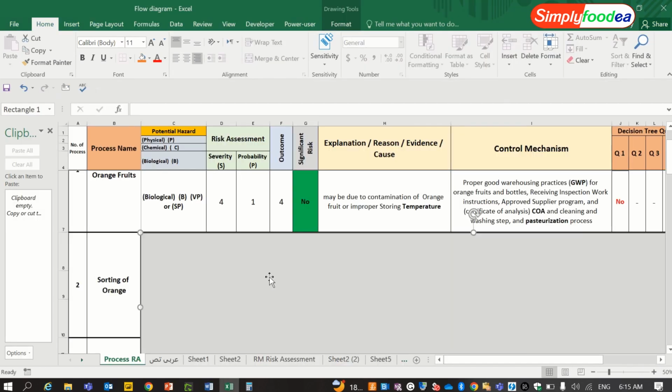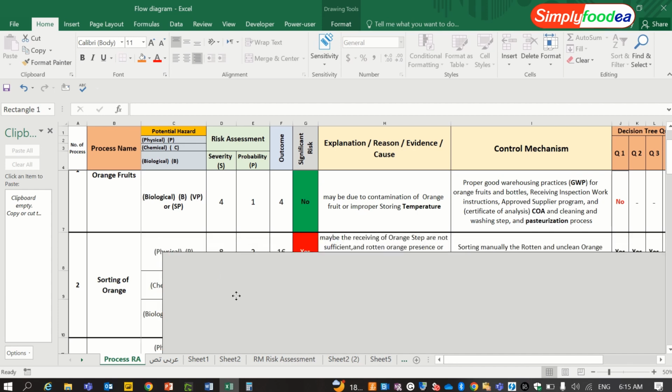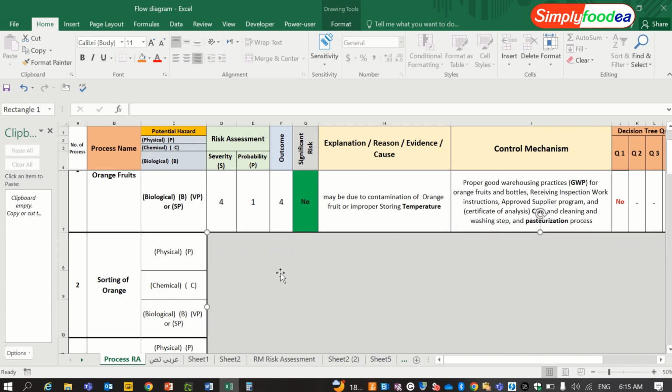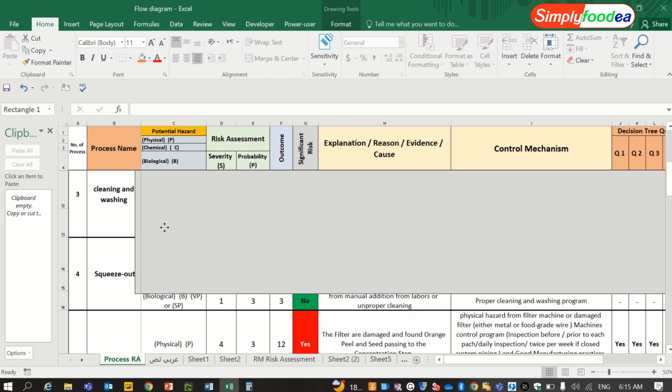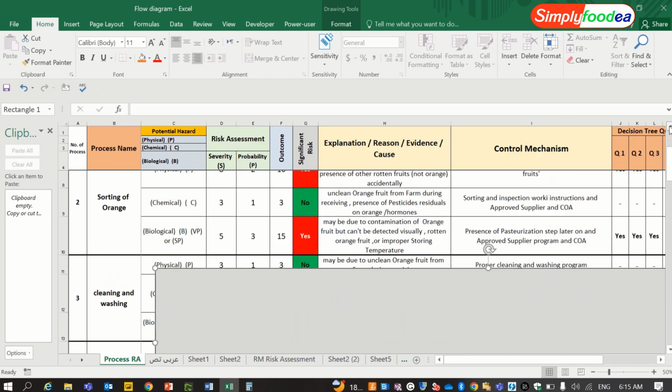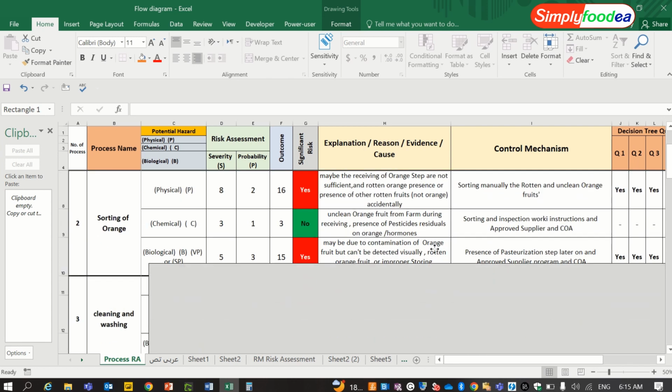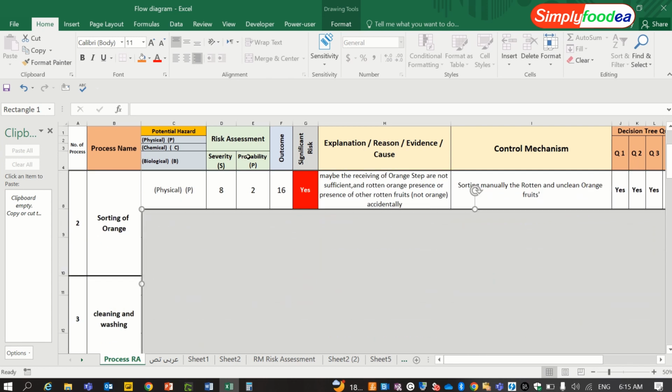Okay, so for the sorting of orange, there are three hazards: physical hazard, chemical hazard, and biological hazard. We'll start with the physical hazard. The risk assessment is the multiplication of the severity by the probability. So the severity of contamination of the final product, which is the orange juice, from the physical hazard in the orange in the sorting process will be 8, and the probability will be 2. Multiplied, the outcome will be 16, which is a significant risk.